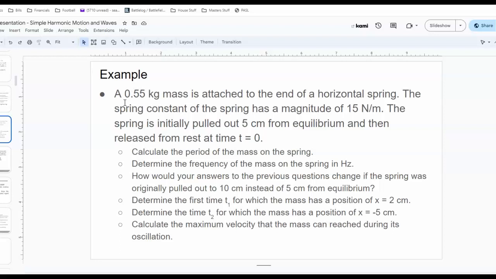The question says a 0.55 kilogram mass is attached to the end of a horizontal spring. The spring constant of the spring has a magnitude of 15 newtons per meter. The spring is initially pulled out 5 centimeters from equilibrium and then released from rest at time t equals 0. Okay, now the first question, which I'll call question A, says calculate the period of the mass on the spring.